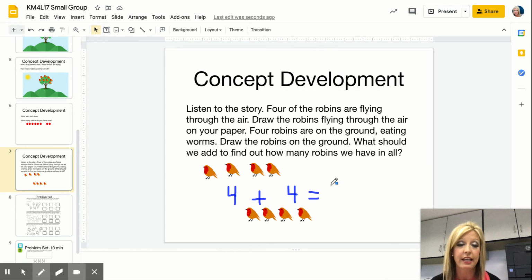That we need a mystery box. So we have 4 robins in the air and 4 robins on the ground. 4 plus 4 equals, start with your 4, let's count up. 5, 6, 7, 8. Very good. And you're welcome to use your birds to count as well, or your stars or your squares or your circles, whatever you did to draw that picture.